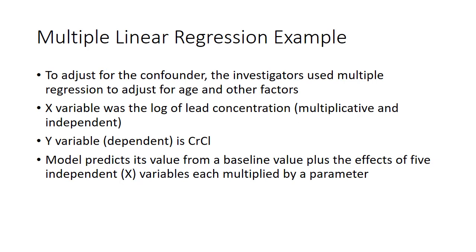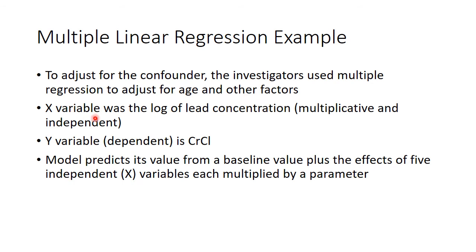So again, to adjust for the confounder, the investigators used multiple regression analysis to adjust for age and then other factors. And basically what you're doing is you're taking out the influence of things like age or other factors in order to just look specifically at lead levels and the creatinine clearance, right? And so we can do that using some pretty sophisticated statistical methods.